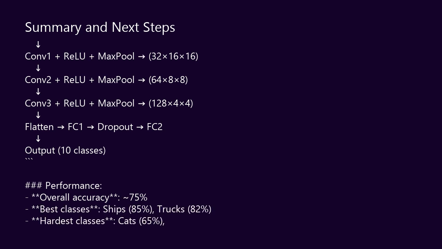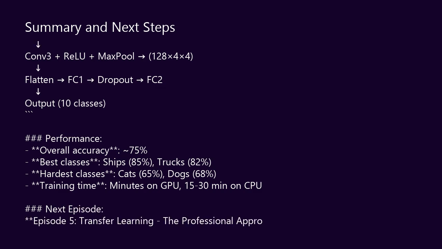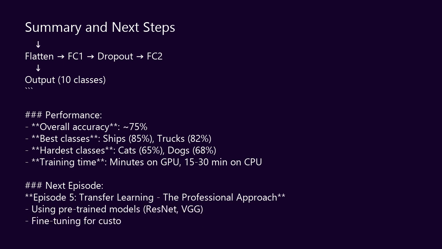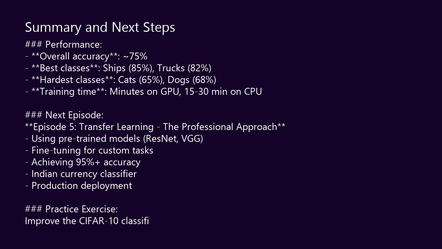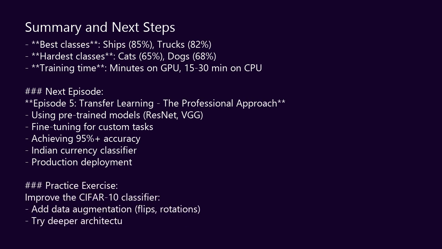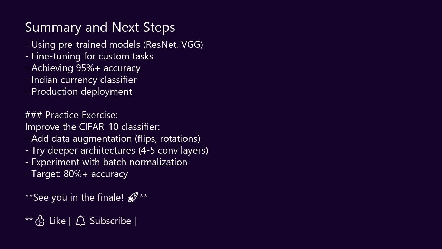We loaded CIFAR-10, a real dataset with 60,000 images. We used data loaders for efficient batch processing. We built a CNN with 3 convolutional layers and 2 fully connected layers. Over 1.2 million parameters. We trained on 50,000 images for 15 epochs. Watch the loss decrease from 1.5 to around 0.38. Saw accuracy climb from 48% to about 75%.